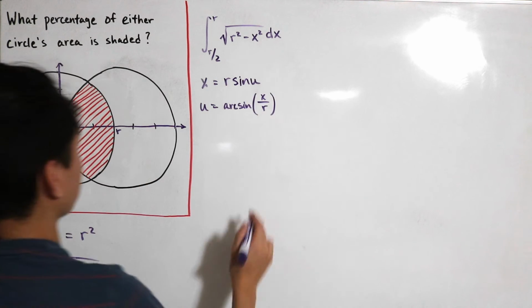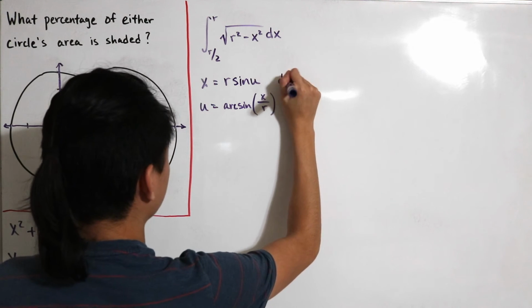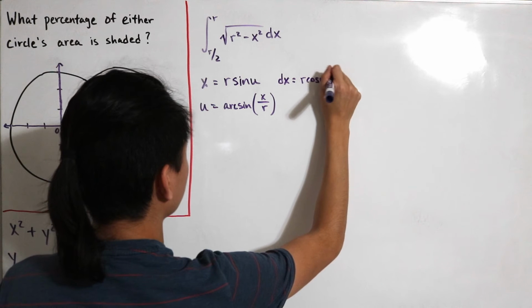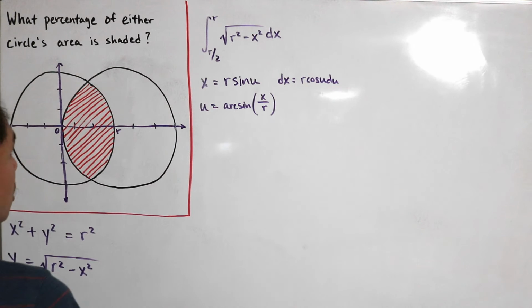And of course, over here I can just differentiate both sides. So dx is equal to r cosine of u du. So now we can actually do the substitution.